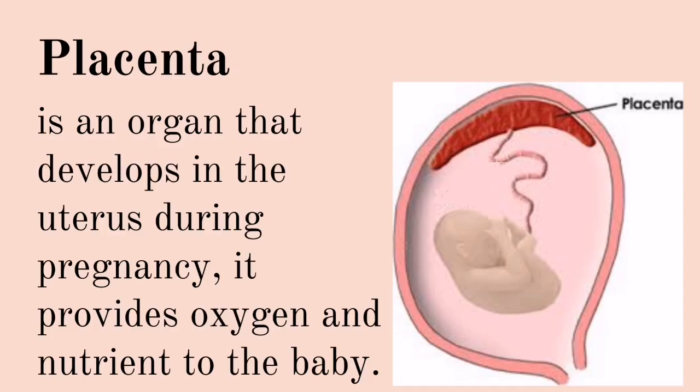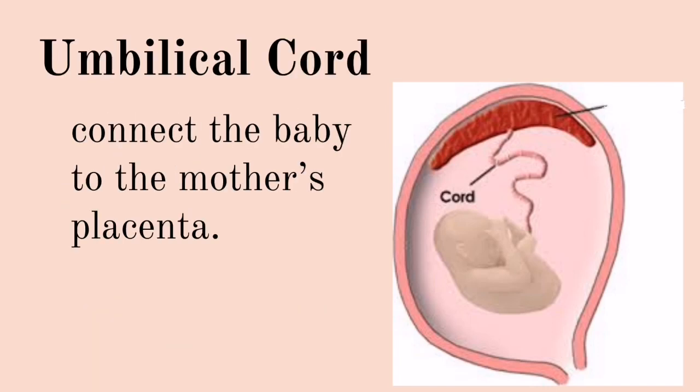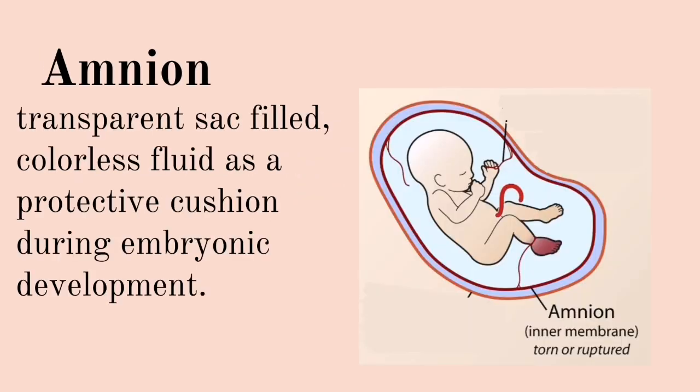3. Life support system. Placenta: an organ that develops in the uterus during pregnancy. It provides oxygen and nutrients to the baby. Umbilical cord: connects the baby to the mother's placenta. Number 3, the amnion: a transparent sac filled with colorless fluid that acts as a protective cushion during embryonic development.